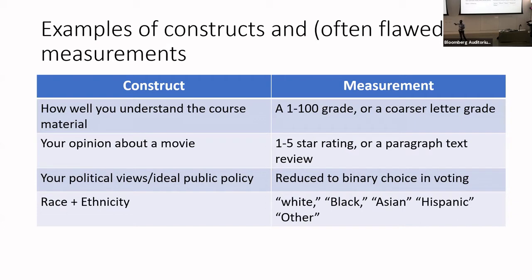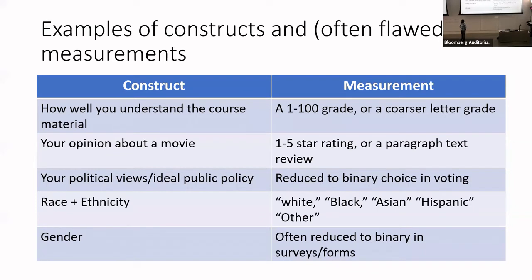This is weird because, for those of you who are unfamiliar, Hispanic is not actually a race. You can be white and Hispanic, you can be black and Hispanic, and so on. But polls still use this measurement as if they're different, in a single categorical variable. This is often done for convenience. Historically, gender has been reduced to a binary in surveys and forms.